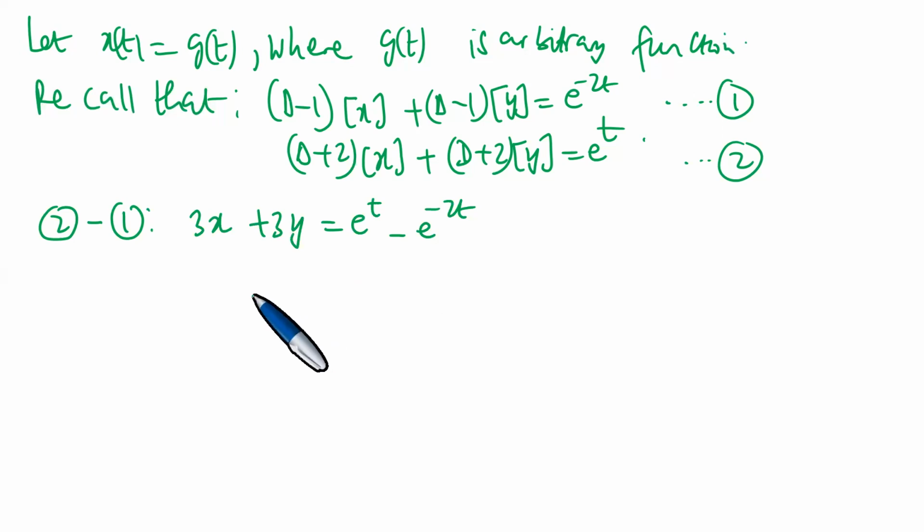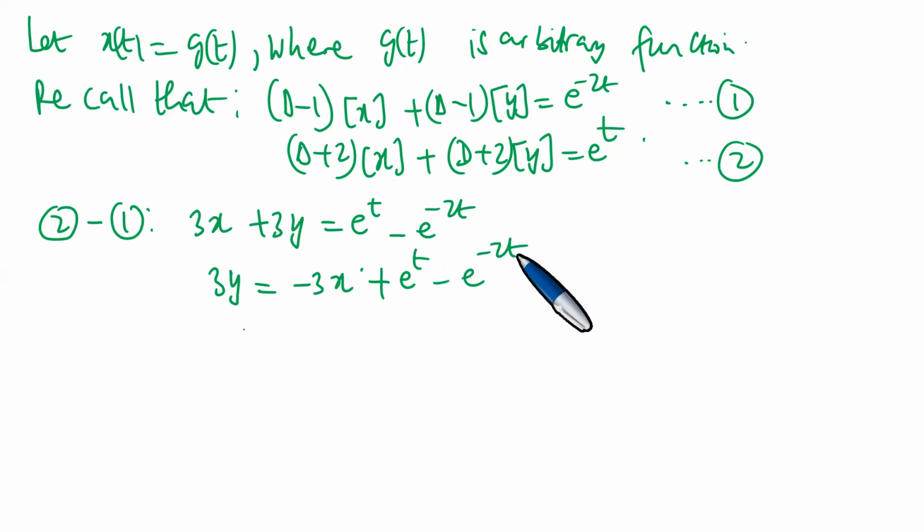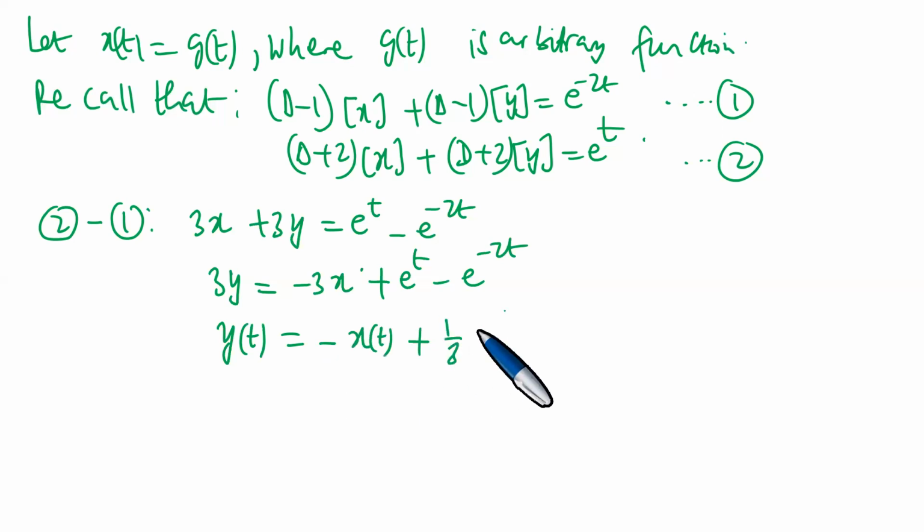We want to solve for y, like we did before. So we're going to move the x to the right-hand side, making it attain a negative in front, like this. Divide through by the number 3 and you get y of t equals minus x of t plus 1/3 (e to the t minus e to the minus 2t).